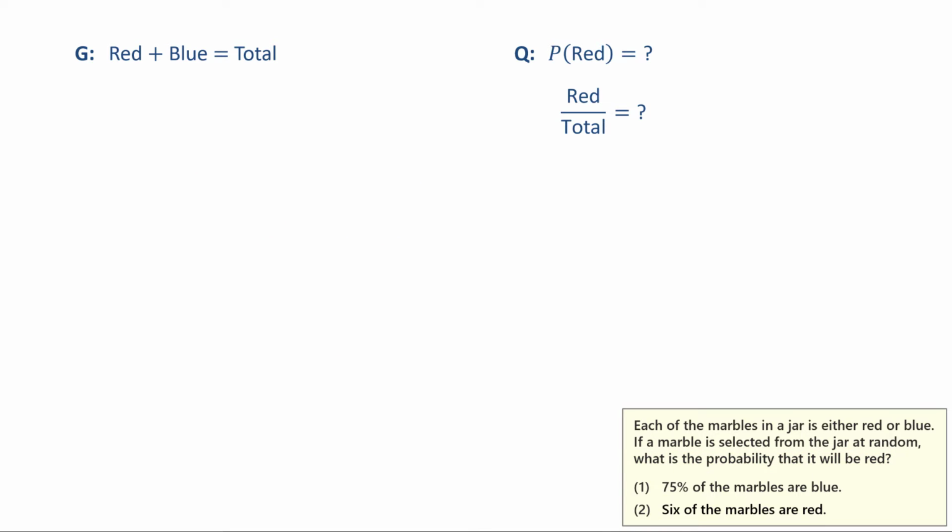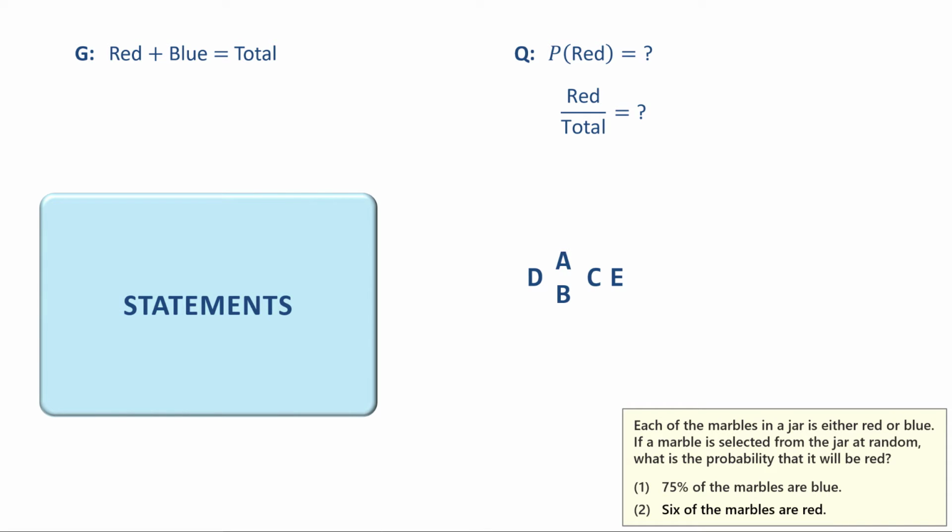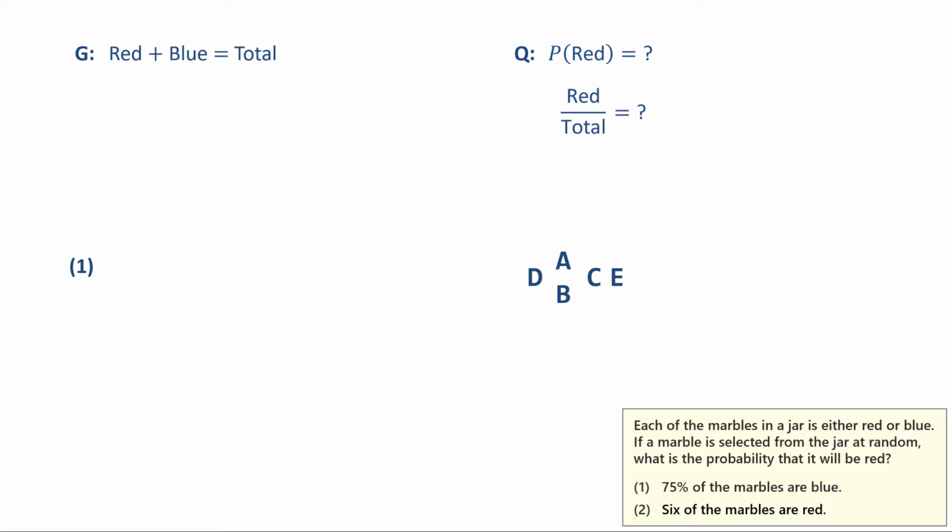Next, stage 3 is to write down the DABC grid, and stage 4 is to process the statements. Statement 1 tells us that 75% of the marbles are blue, so we write 1, 75% are blue. The question is about red marbles, so let's see what we can infer about them. We already know that red plus blue equals total, so if 75% are blue, then the other 25% are red.